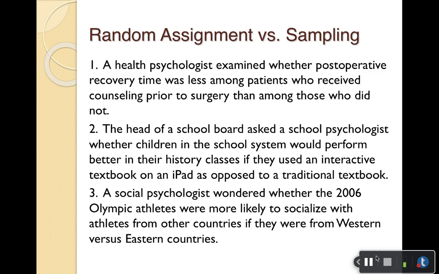So in this case, I think the random sampling could work. It might still be a little bit of a bear to administratively pull this off with logistics. But in theory, if you had kind of that master list of all possible children in the system, you could randomly select from that. Now, could you randomly assign the kids to either receive the iPad textbook or the traditional textbook? In this case, I think you could.